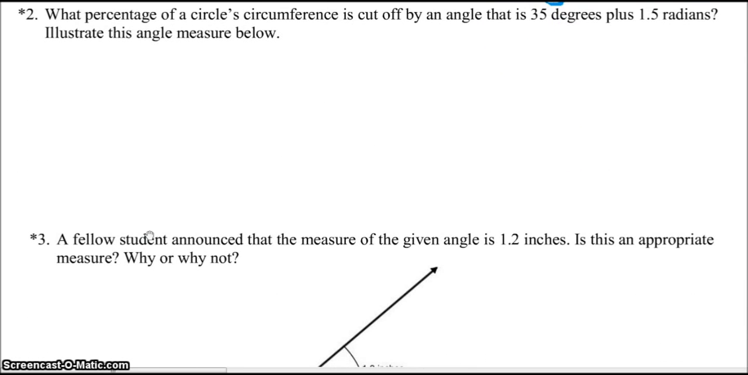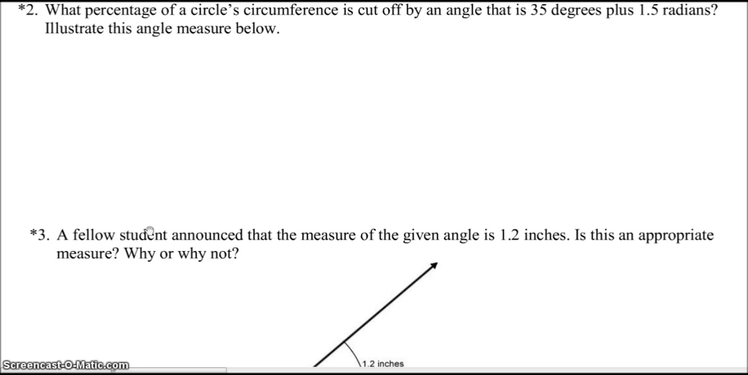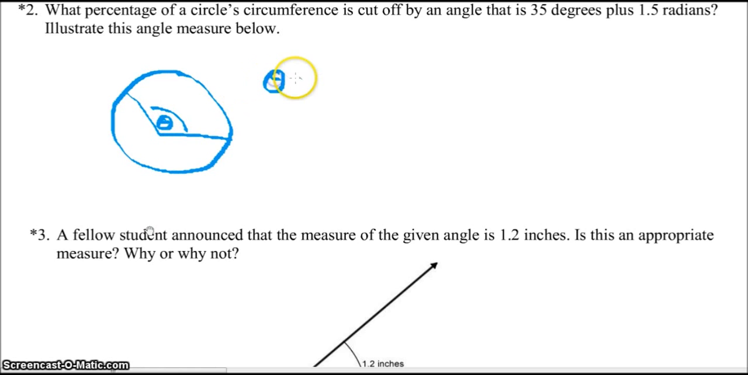What percentage of a circle's circumference is cut off by an angle that is 35 degrees plus 1.5 radians? Illustrate this angle measure below. So the first thing I think of when I read this is that we have some angle. I'm just going to draw it like the last problem. And then that angle equals 35 degrees plus 1.5 radians.